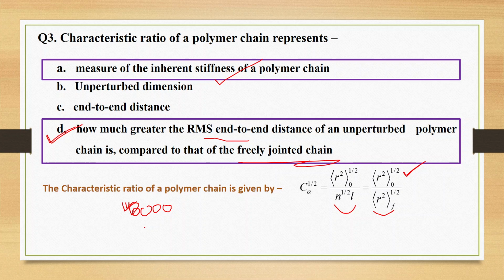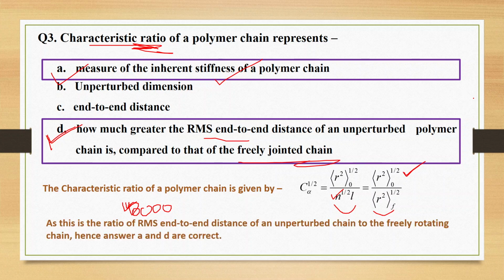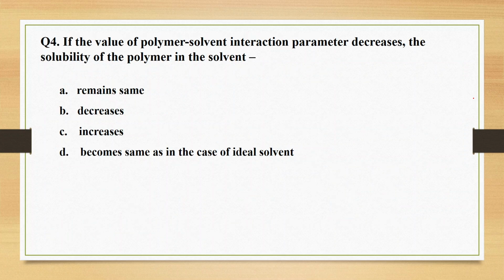The greater the difference, the more you can say how stiff your polymer is. If it's equal to your freely jointed chain, then your polymer is not stiff at all, right? But if it's very much higher, then your polymer gets stiffer, right? So both options A and D are correct for this question. And let us move on. The end-to-end distance option is not correct because it is a ratio, not a particular distance. That is also written in the name itself, characteristic ratio. Okay, fine. So this is your fourth question.